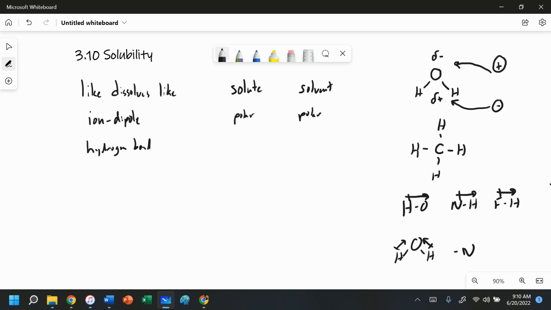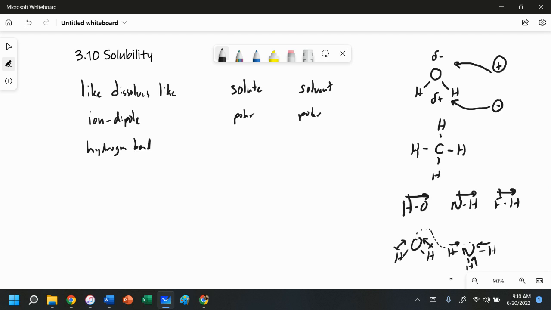Ammonia is the same way. Ammonia has NHs, and those NHs are very, very polar, which creates, again, a very polar molecule. And so the negative side of the water molecule can strongly attract the positive side of the ammonia molecule. And those create hydrogen bonds.